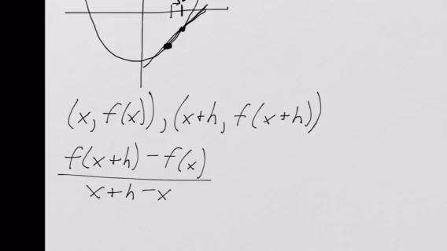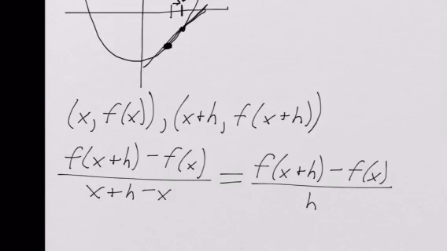But then in that denominator we have a plus x and a minus x. They cancel out. So the formula that we're going to have to work with is f of x plus h minus f of x all over h. I'll put a box around that to indicate that it's important.